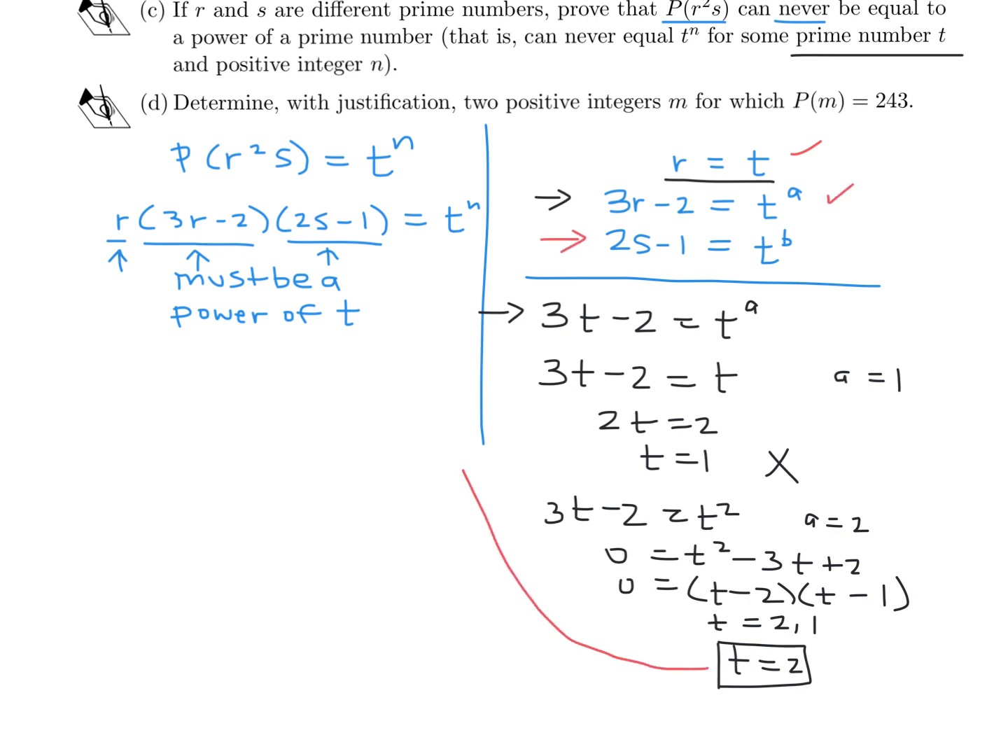So if t is 2, then I've got a scenario of 2s minus 1 is equal to 2 to the power of b. But this falls apart because 2s minus 1 is by definition an odd number on the left side of that equation, and 2 to the power of b by definition is an even number. Any power of 2 is going to be even. So this falls apart. Not possible, I guess, is what I'll write.